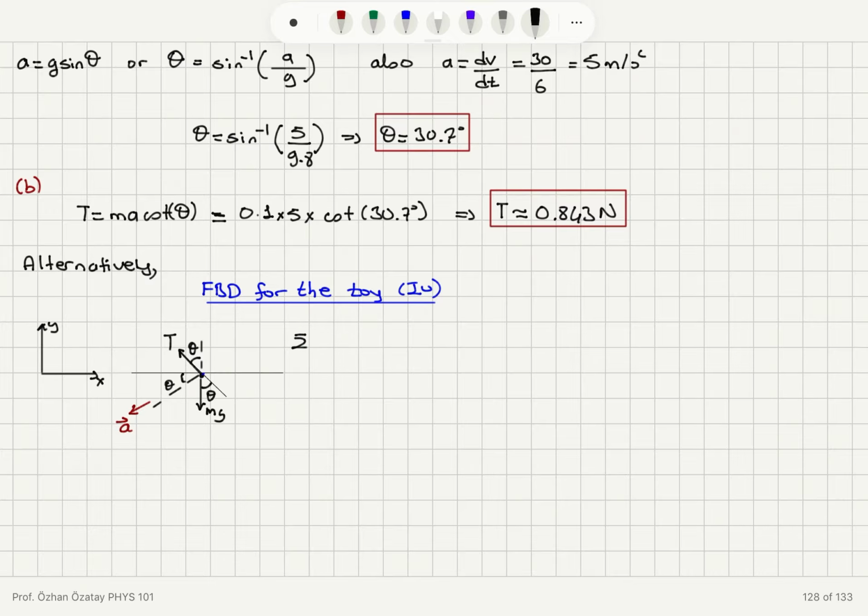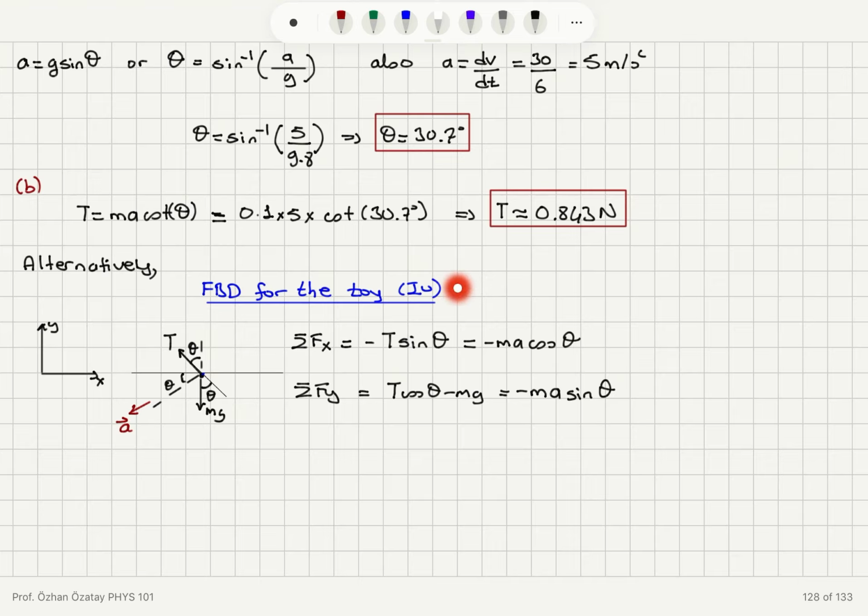Okay, so for this case I would write the net force on the x-axis would be basically minus T sine theta, and because this toy is accelerating downward in the Earth reference frame, this would be equal to minus ma cosine theta, and the net force on the y-axis is T cosine theta minus mg. There is an acceleration component on the y-axis, which is minus ma sine theta. So you can see that I obtained the same equations from this free body diagram.